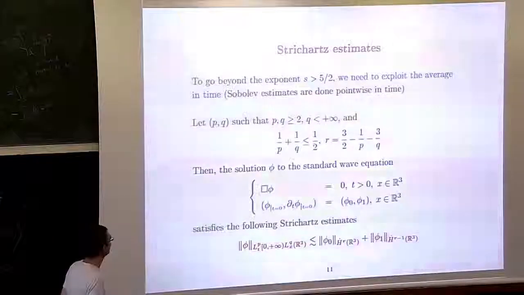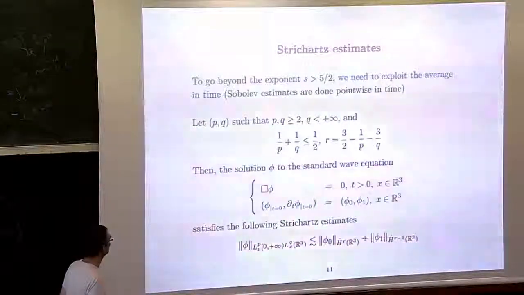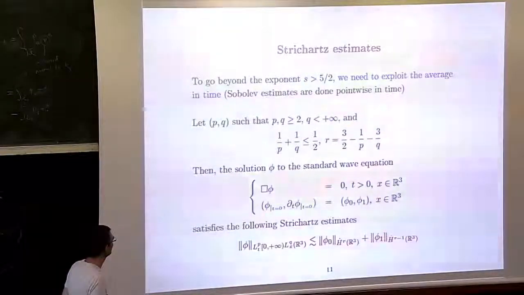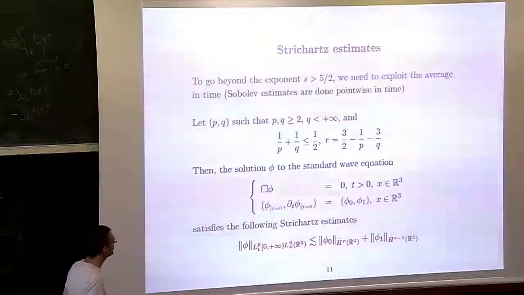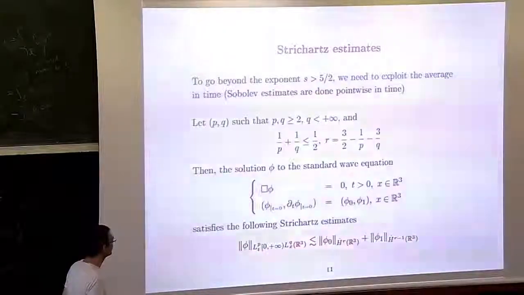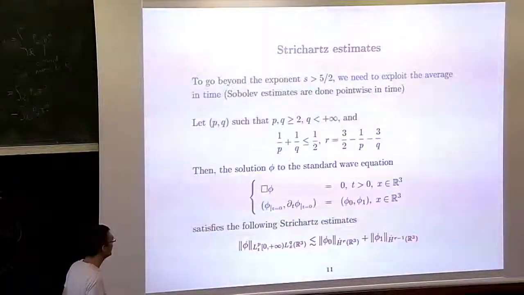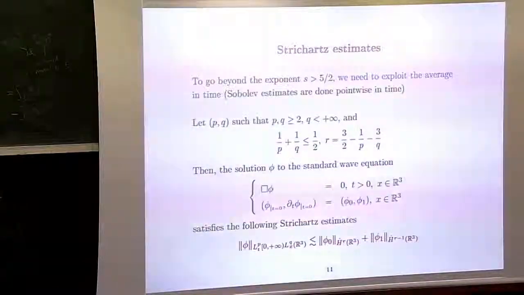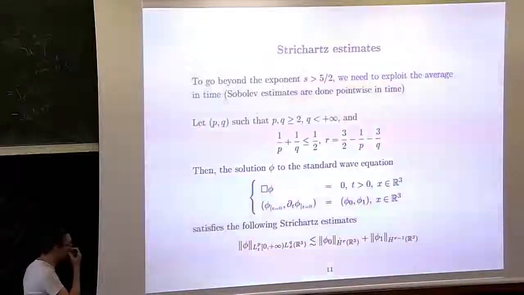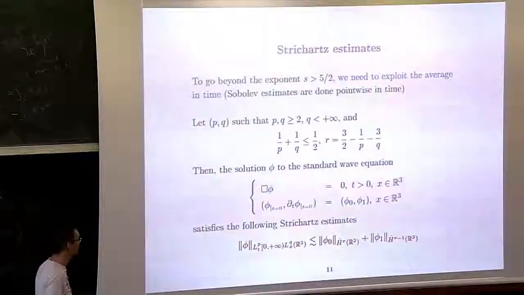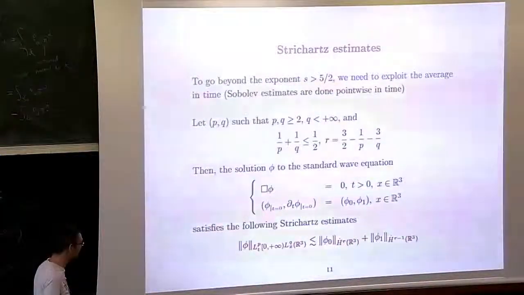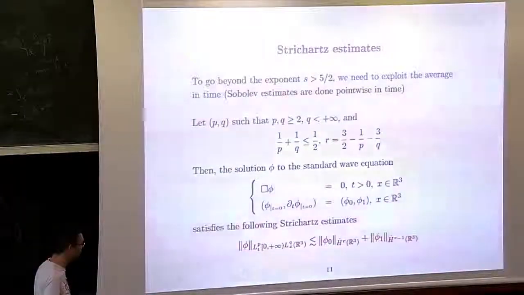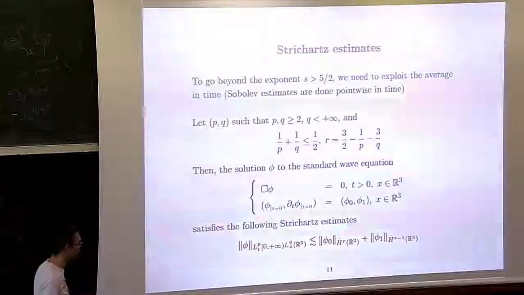So let me remind you what you get in dimension 3. These numbers here are what's called a Strichartz pair. So you consider a pair (p,q) such that both p and q are larger or equal to 2, and q is strictly less than plus infinity, and which satisfies the following: 1 over p plus 1 over q is less or equal to 1/2, and r is a number which is equal to 3/2 minus 1 over p minus 3 over q. Okay, and then the solution to the standard wave equation in dimension 3, with phi at time 0 and dt phi at time 0 equal to phi 0, phi 1, satisfies the following estimate, which is called Strichartz: phi in L^p in time, L^q in x, is controlled by phi 0 in H^r dot plus phi 1 in H^(r-1) dot.